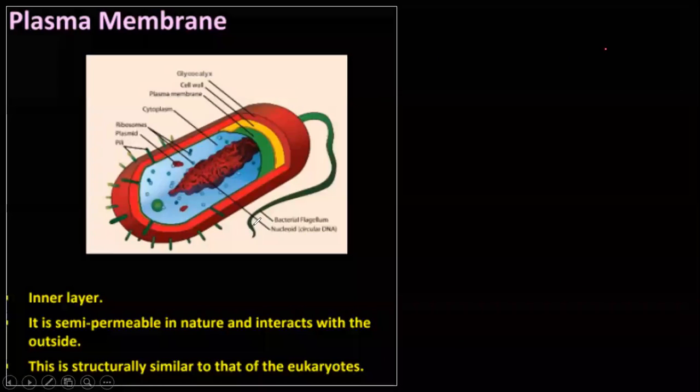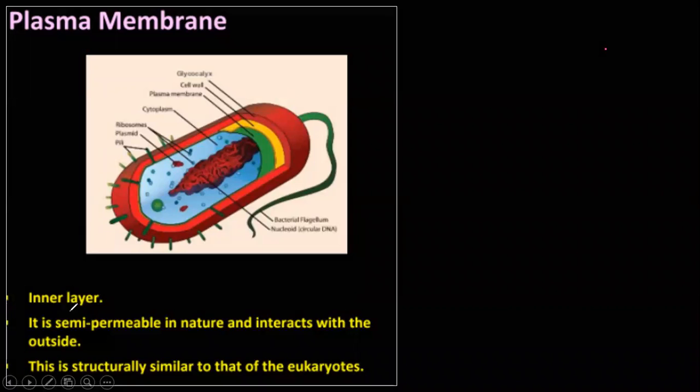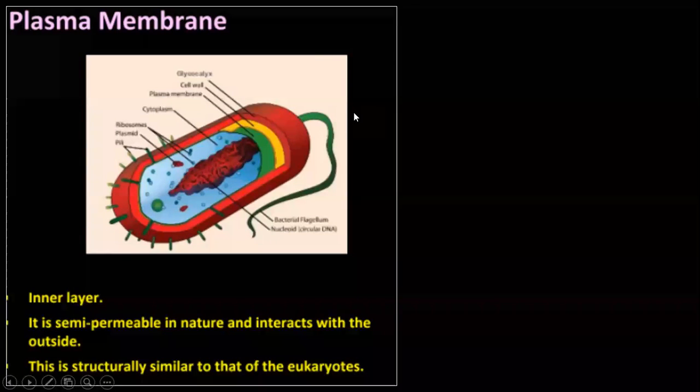Plasma membrane or biomembrane or cell membrane. It is the inner layer. It is semi-permeable in nature and interacts with the outside. This is structurally similar to that of eukaryotes. The universal feature in all organisms, it's an AIIMS question, is the cell membrane or plasma membrane. All organisms, if there is a cell, it contains a plasma membrane.